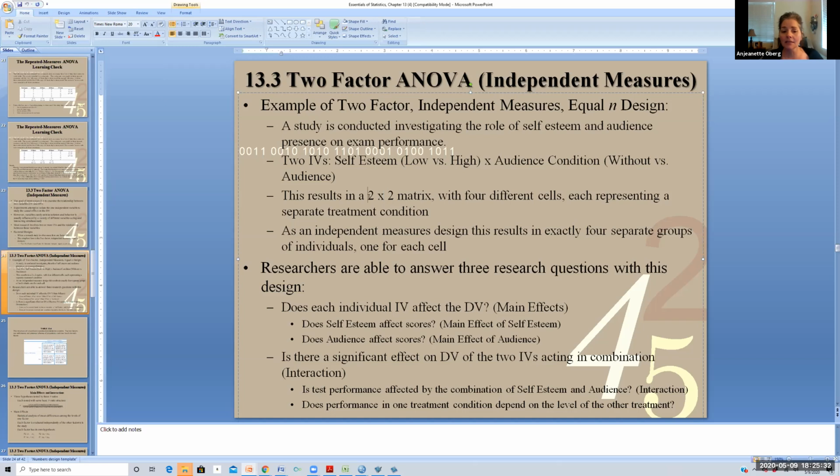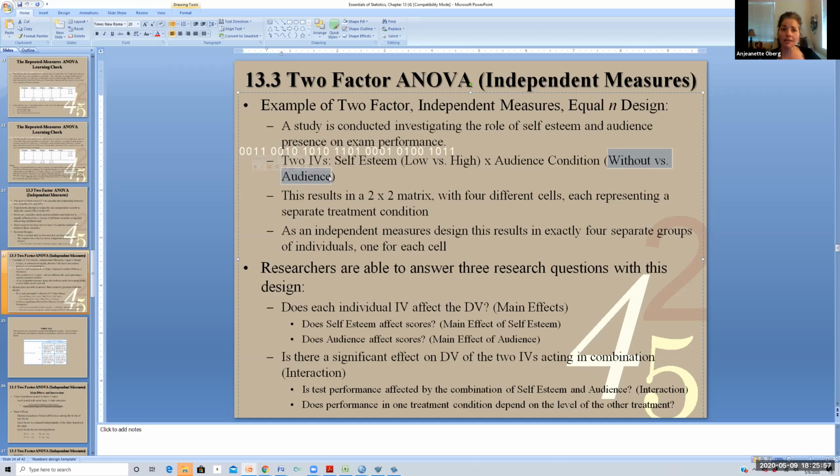So in this case, this is a 2x2. There's two digits in that equation. So therefore, I know there's two separate factors or independent variables that we're going to be examining in this study. And because this first number is a 2, I know that there are two conditions for the first factor. And then the other number is a 2. So I also know there's two conditions in the next factor.